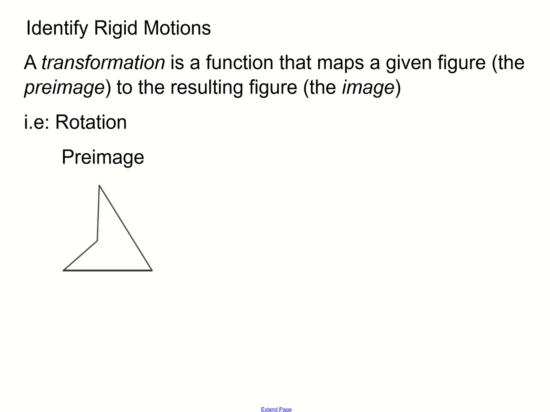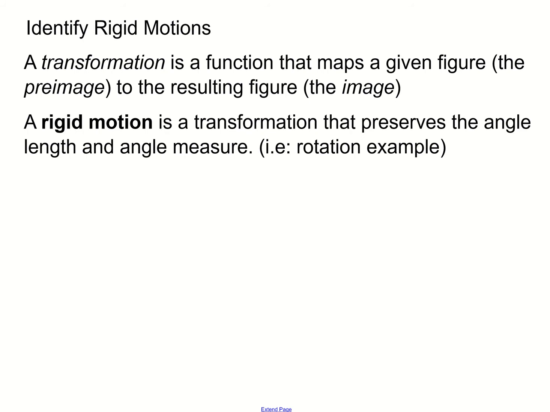So for example, let's say we have this pre-image which kind of looks like an arrowhead. And let's say we wanted to induce a transformation, a rotation. So we want to rotate this arrowhead. And if we rotate it, then we get this new image. So we have the pre-image, which is the original arrowhead, and then we rotated it, and so now it's just a rotated version of that arrowhead, and that's known as the image. So this is the pre-image, and it's mapped onto the image. And this is what we call a function, taking the original and making a new product out of it.